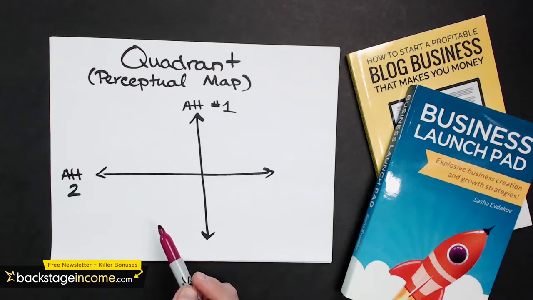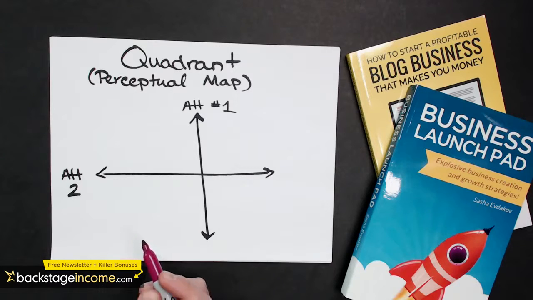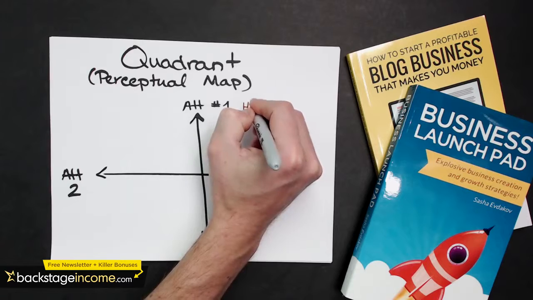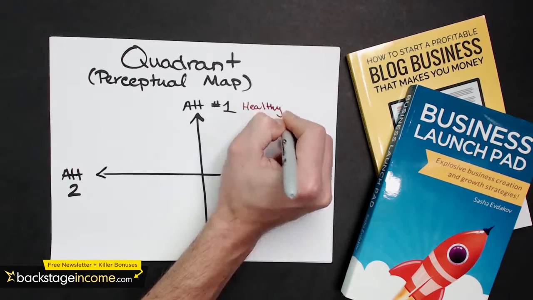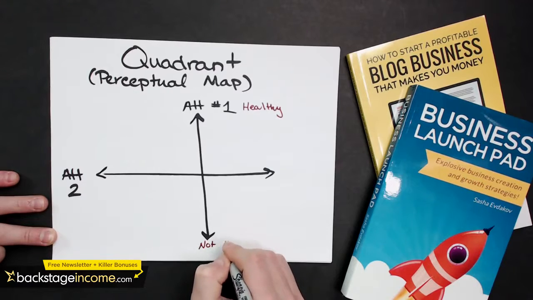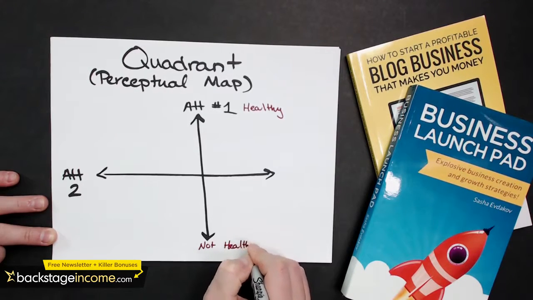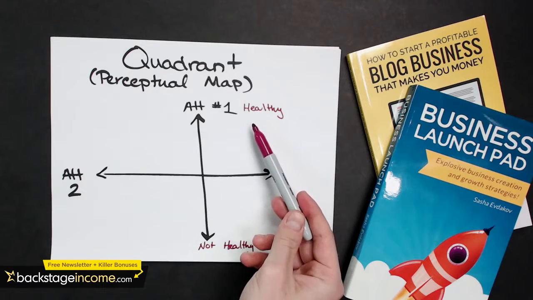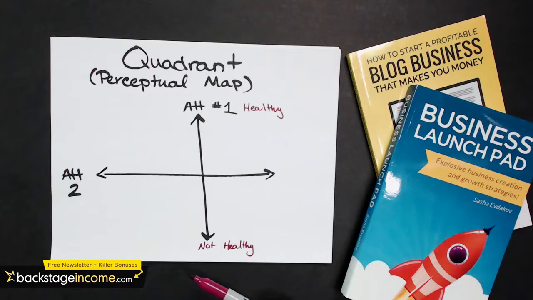So if I'm looking to give you an example of a quadrant, let's just do a quick one real fast on drinks, healthy drinks and not healthy drinks. So my first attribute could be, let's just say at the top, healthy, and towards the bottom, not healthy. Okay, so if I'm looking to get into the drink business, this might be a certain attribute because people sometimes want healthy drinks, sometimes they want the non-healthy drinks.